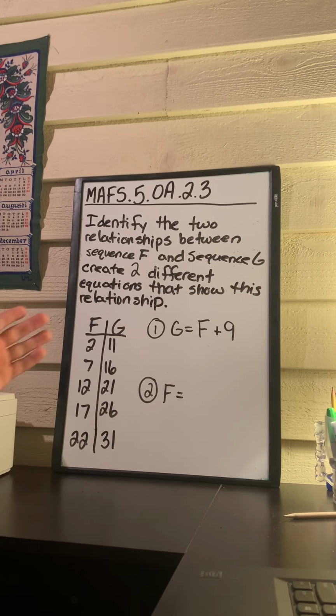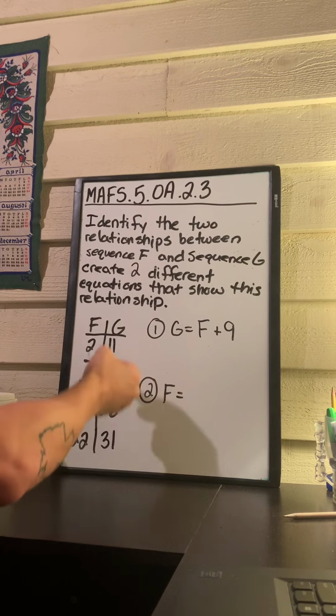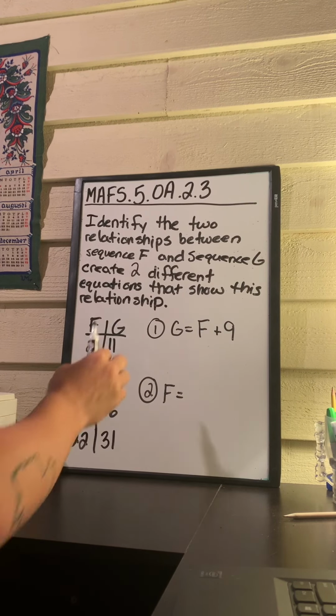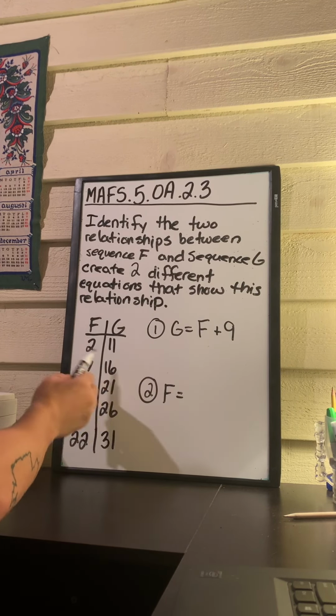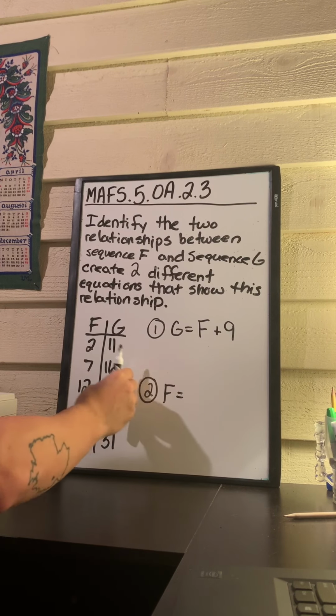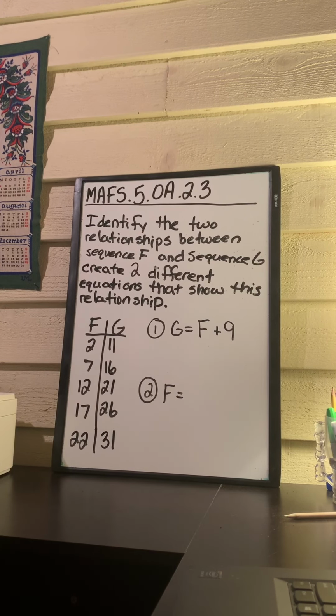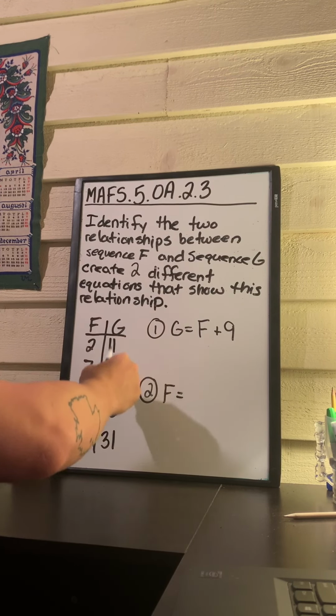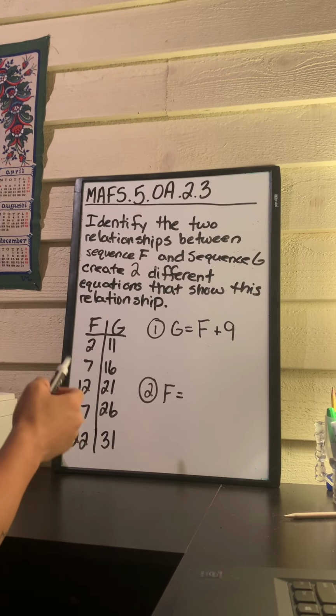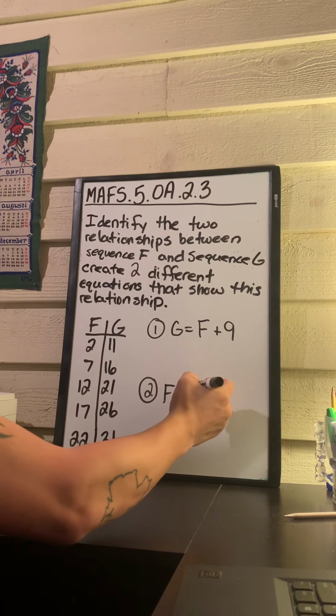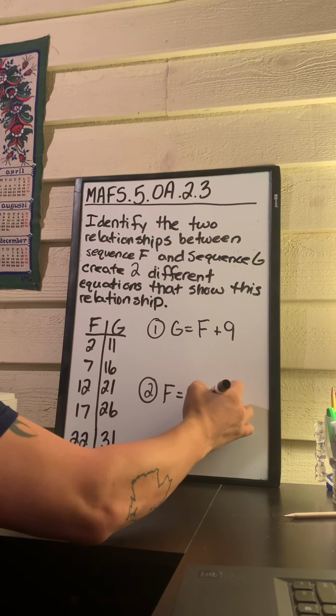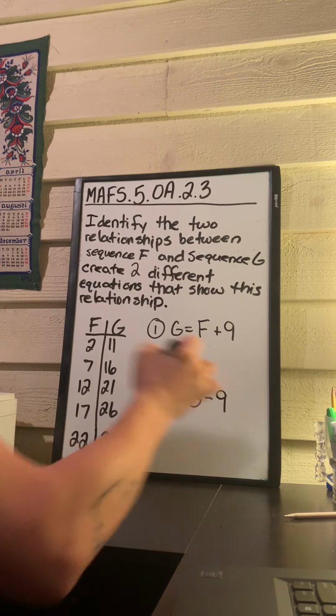Now let's go in the inverse direction. How am I going to get this F right here? So I have to look at my G and their corresponding terms. And since we're doing the inverse, the answer should be the inverse. So if I take my G and subtract 9, I should get my F. So F equals G minus 9.